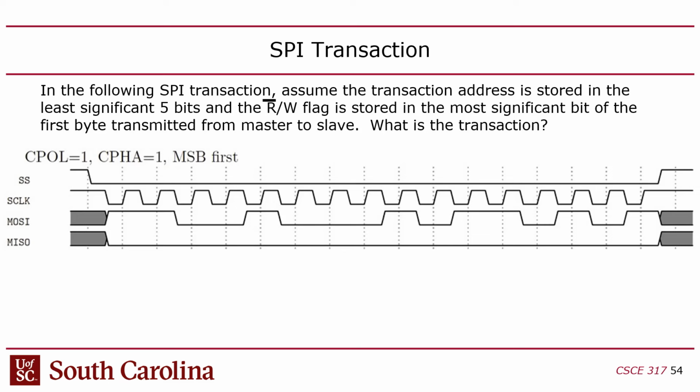Now, what is the first bit read from MOSI? 1. So what is it? So are we reading or are we writing? Writing. Okay. And you can also kind of tell if you look at the MISO. Notice the MISO is just a flatline the whole time.